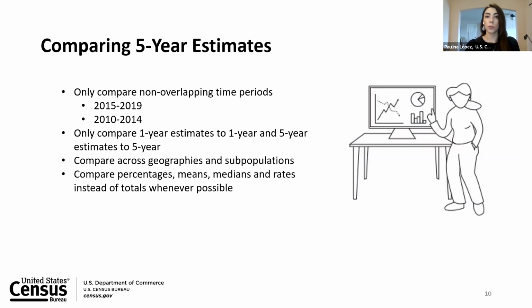Also, when you're doing research and comparing data, especially using 5-year estimates, it's very important to only compare non-overlapping time periods to be more reliable in your estimates and your research. For example, the latest data release for 5-year estimates was the 2015-2019 5-year estimates, so you would compare that to 2010-2014. And again, if you're working with 1-year, compare 1-year to 1-year and 5-year to 5-year, so that you're not comparing apples to oranges. But you'll see in our data tools that it's very easy to compare across geographies and subpopulations.